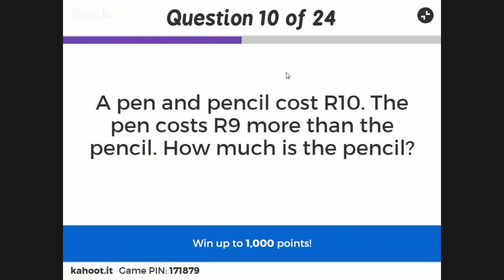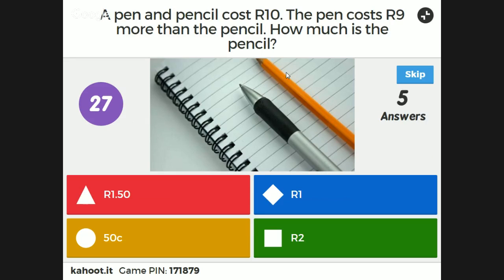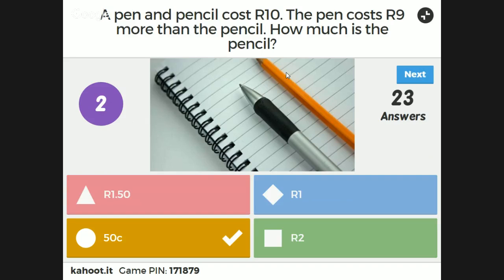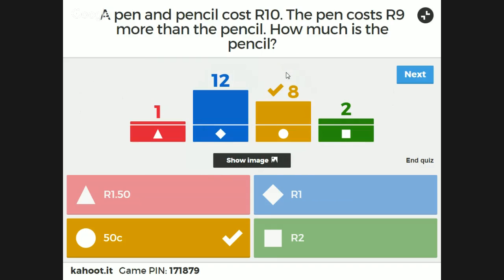A pen and pencil cost 10 Rand. The pen costs 9 Rand more than the pencil. So how much is the pencil? Ten, 9, 8, 7, 6, 5, 4, 3, 2, 1. 50 cents is the right answer.